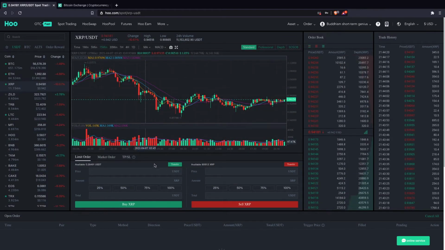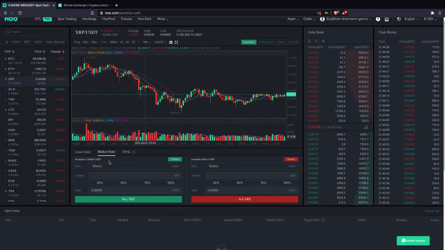All right? And so here is where you're going to be executing your trades, and you have limit order, market order, and take profit stop loss. In the instance where you just want to get that transaction done as quick as possible, you're going to go to the market order. You don't have to put in the price that you want to do this particular action on because you're going to get the best market price.